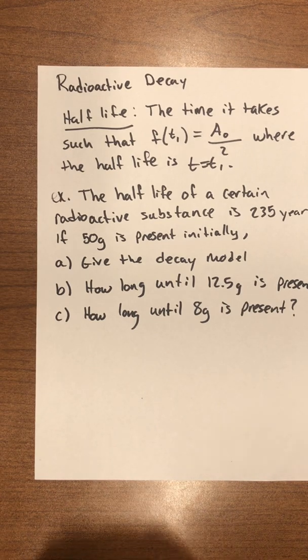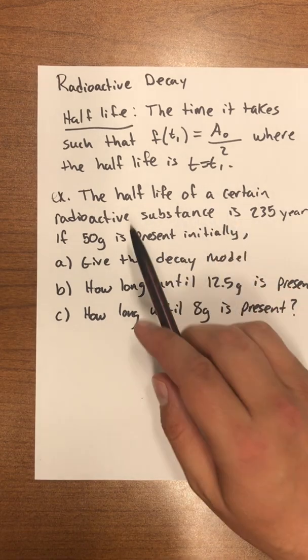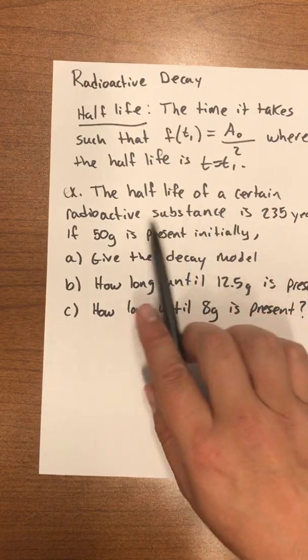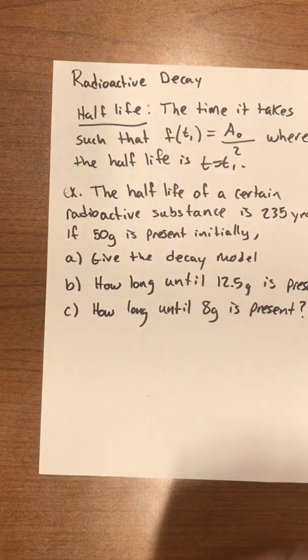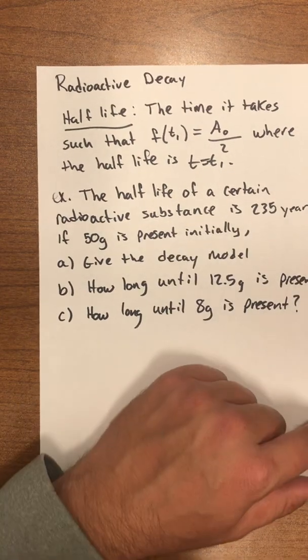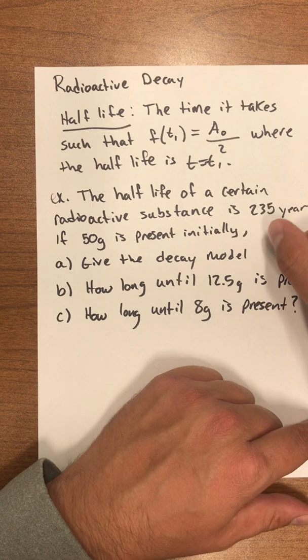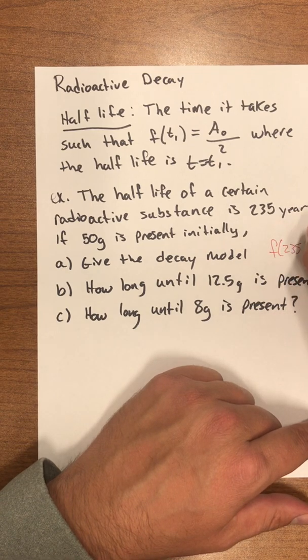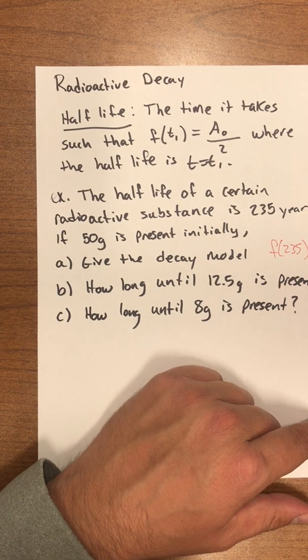So an example would be the half-life of a certain radioactive substance is 235 years, if 50 grams is present initially. So what this tells us right here is that f of 235 equals 50 divided by 2.